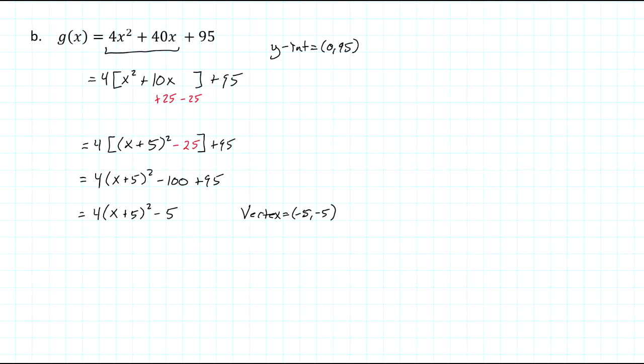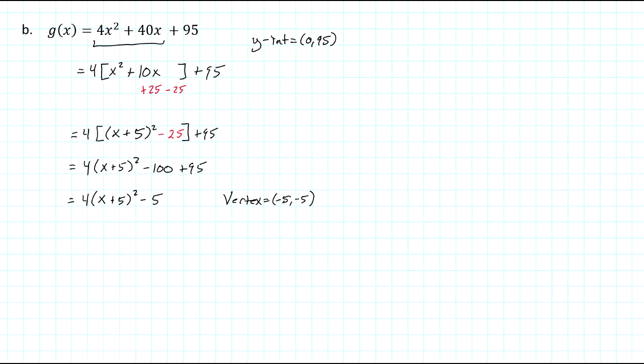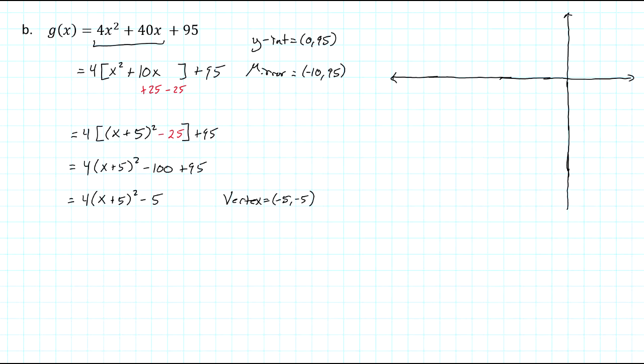So let's get this figured out here. The mirror is going to be at negative 10, 95. So I'm going to put my y-axis out to the right. And then we want to, I don't know, if I need 100, let's do that in like 20s. So if each one is worth 5. That'll work nice because we have multiples of 5 for our y values.